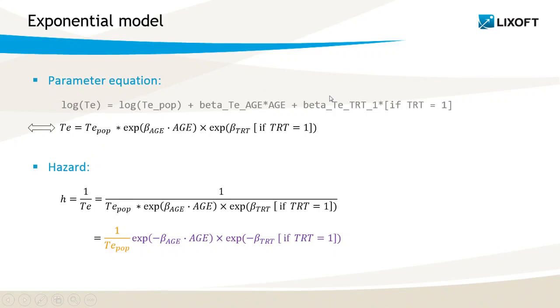I can rewrite the expression for TE in the usual space, just taking the exponential. And then if I look at the hazard, which is 1 over TE, and replace TE by this expression here, I get this here, where I can see that I properly have on one side the baseline hazard, that in this case is constant, and on the other side the effect of the covariates. So this is a proper proportional hazard model.